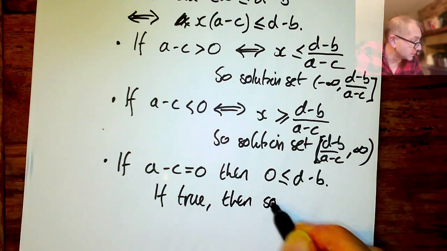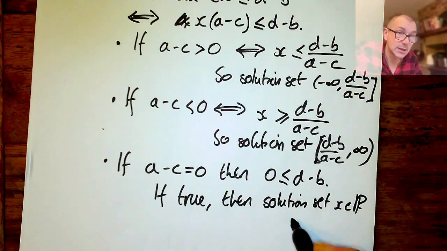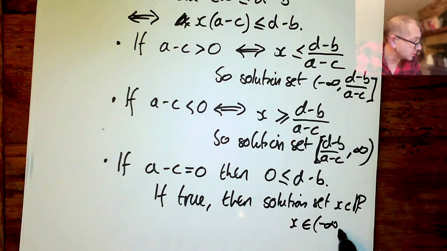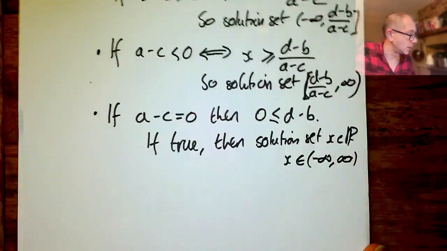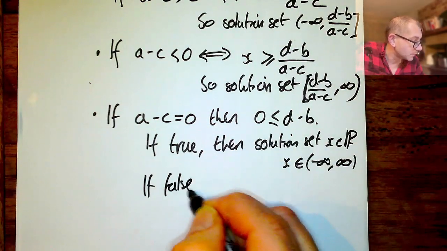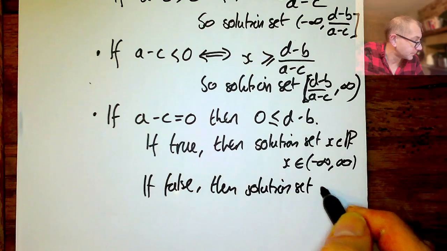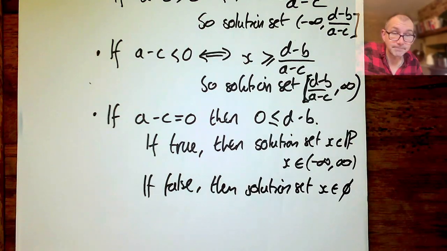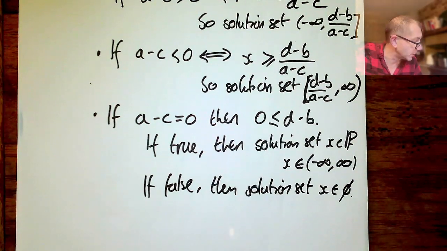Then the solution set is just x in the real numbers. Or I could write x in minus infinity to plus infinity. And if it is not true, then it's never going to be true no matter what x is. Then the solution set is empty. And we could write that in various ways if we wanted to, but that will do as a perfectly reasonable way of saying it. So those are the four things. I'm just now going to give 4 examples just to illustrate them.